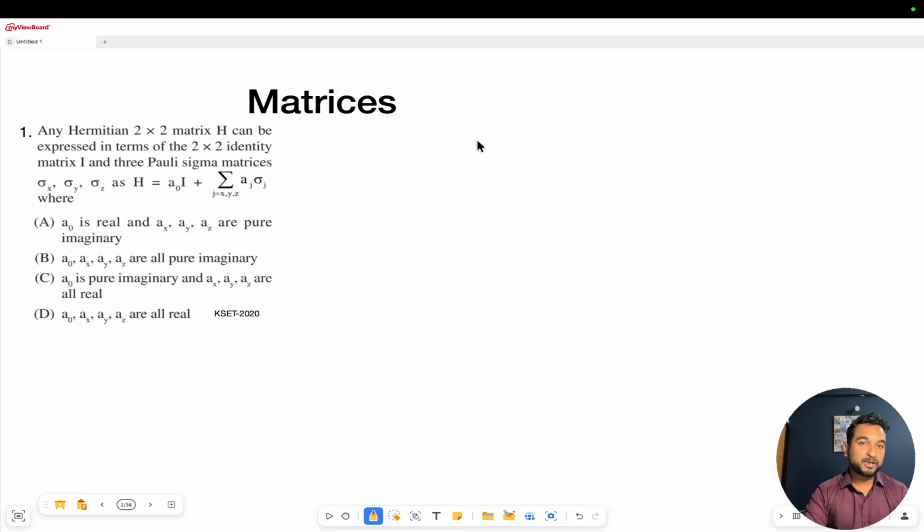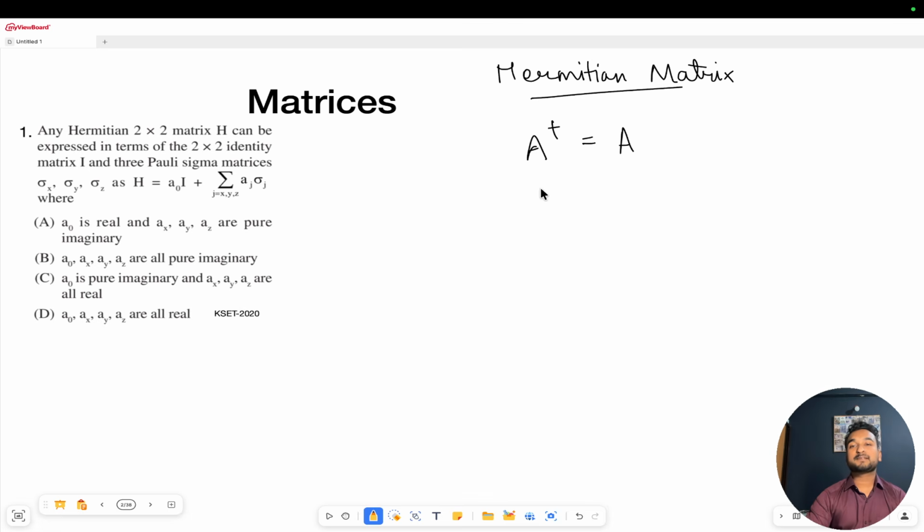Before jumping into the question, you should know what a Hermitian matrix is. A Hermitian matrix is a matrix whose dagger is equal to itself. If A is a matrix and you take its dagger, then you will get the matrix itself. Now what is this dagger? It is transpose plus complex conjugate.